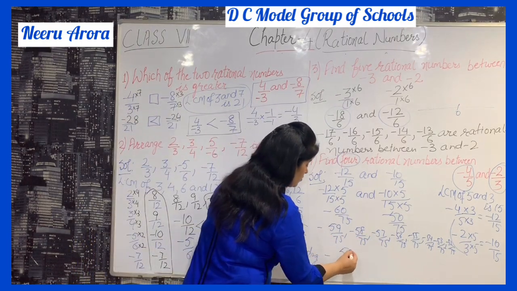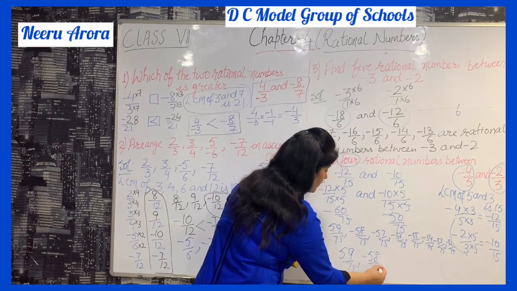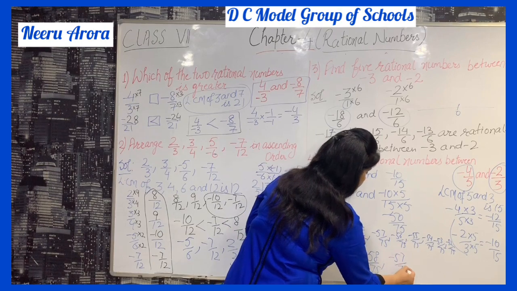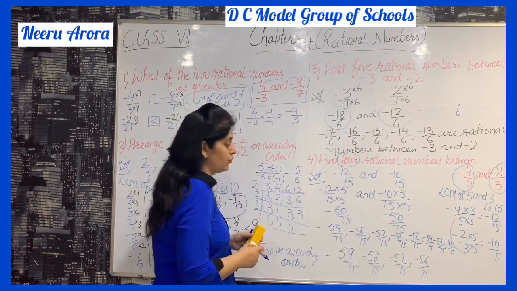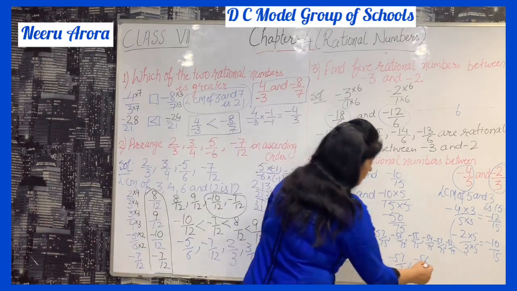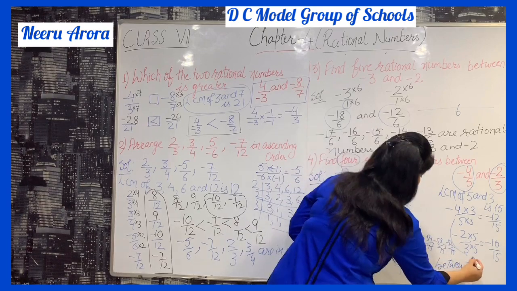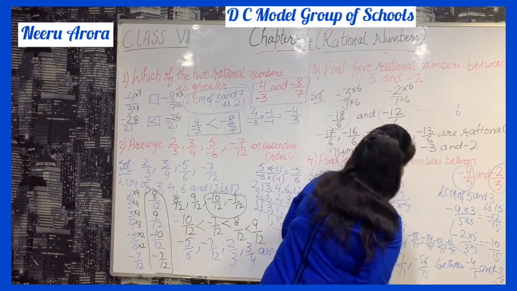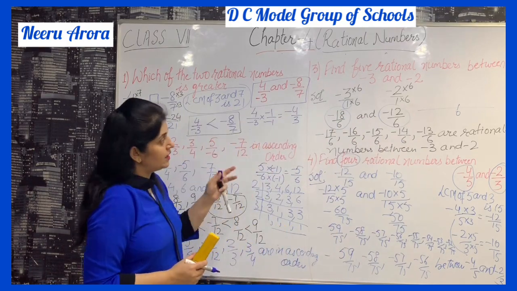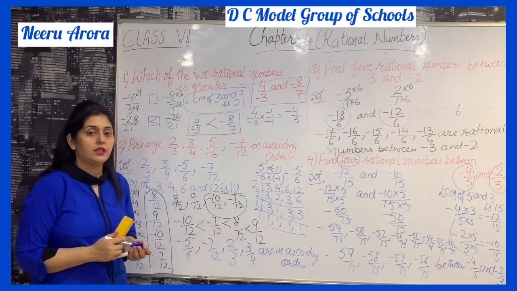Suppose we choose minus 59 by 75, minus 58 by 75, minus 57 by 75, minus 56 by 75. We have chosen these 4 rational numbers between minus 4 by 5 and minus 2 by 3. So the rule is the same in both the sums. I hope it is clear to you. Thank you.